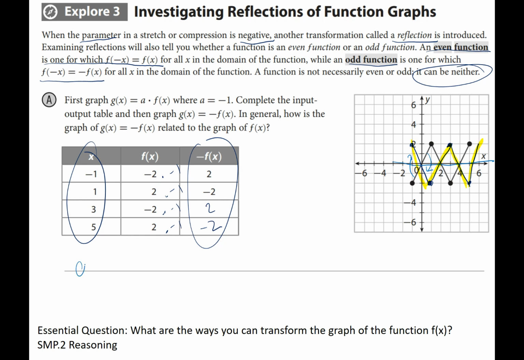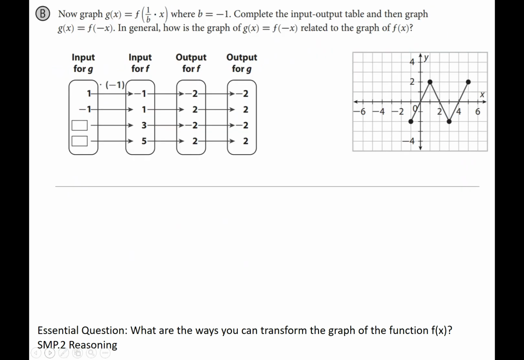So g of x is a reflection of f of x. We should call it g of x equals -f of x. All right. Now they're putting the negative underneath. Complete the input and output table.